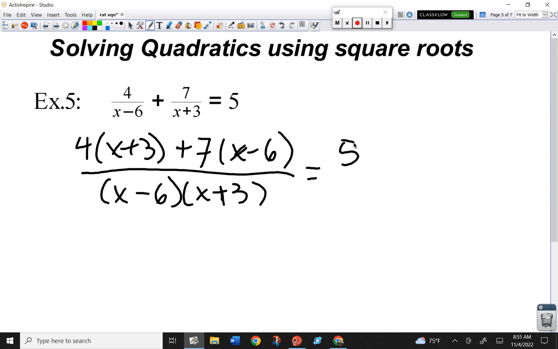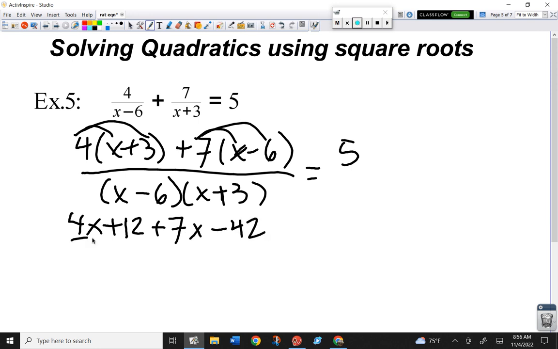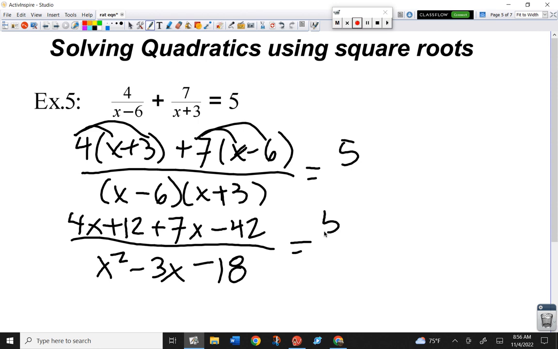Well, ladies and gentlemen, there's a lot of simplification we need to do here. So let's do this. Ready? Let's distribute this first. So we'll get 4x plus 12 and 7x minus 42. All of this is going to be over, I'm going to multiply this out already. So that's going to be x squared minus 3x minus 18. And that's going to equal to 5 over 1.